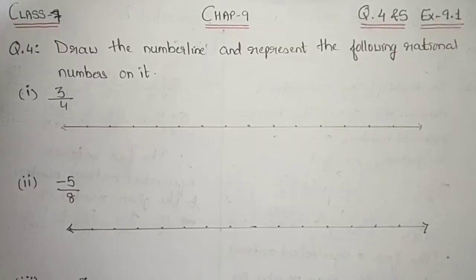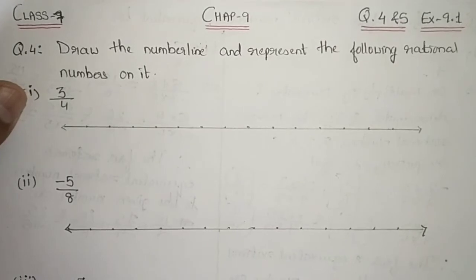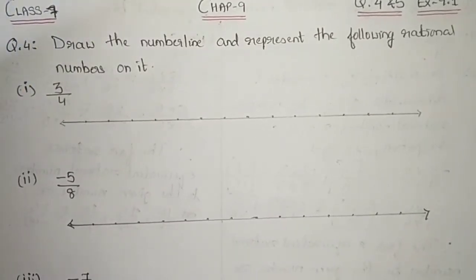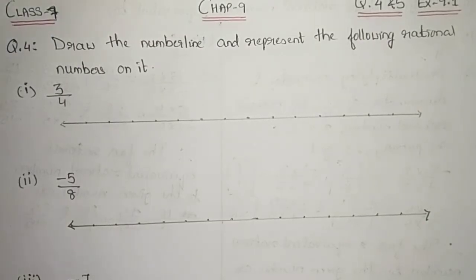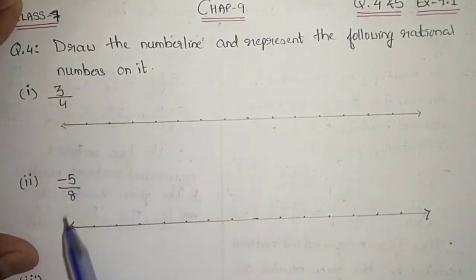Good morning, students. Today we are going to solve question number 4 and 5 of exercise 9.1. Question number 4 says, draw the number line and represent the following rational numbers on it. We have to draw a number line and represent the rational numbers which they have given on that number line.